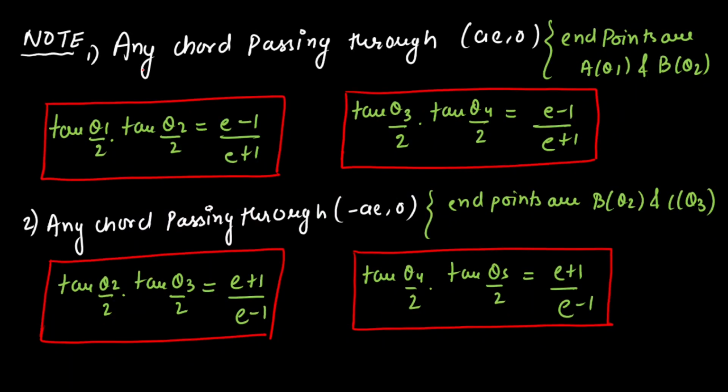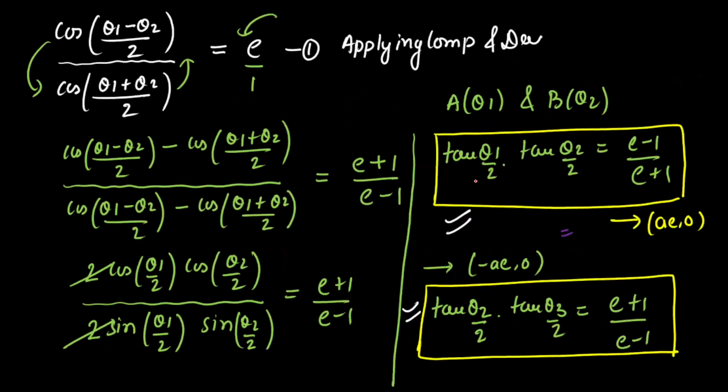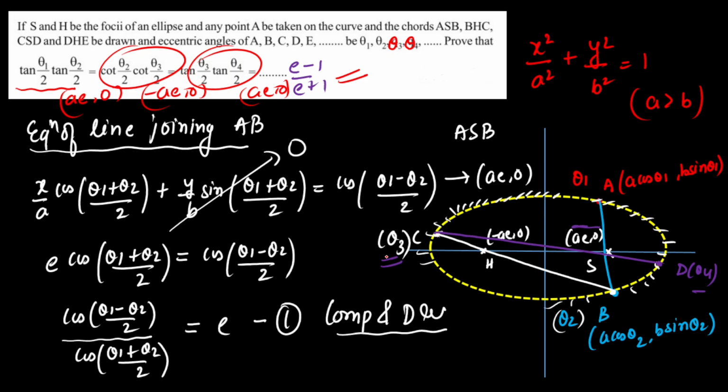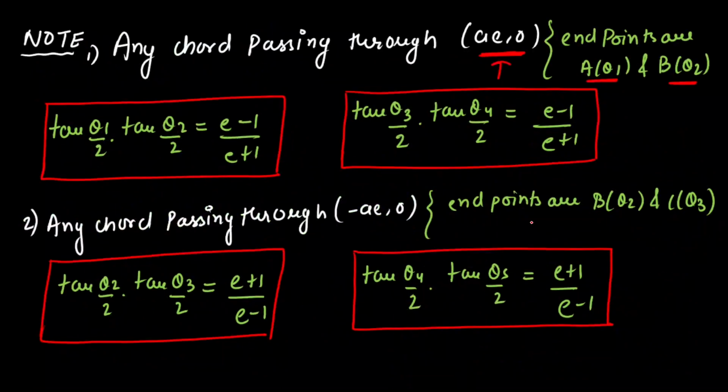So here I've generalized that any chord which is passing through AE comma 0, one of the foci of the ellipse, with endpoints theta 1 and theta 2, where theta 1 and theta 2 are the eccentric angles, the product of the tans of the half angles will be equal to E minus 1 upon E plus 1. Similarly, the chord joining theta 3 and theta 4 is obviously going to pass through AE comma 0. I can show you in the diagram also. As you can see, the chord joining theta 3 and theta 4 is passing through AE comma 0. So again this result is valid, that the product of the tans of the angles will be equal to E minus 1 upon E plus 1.